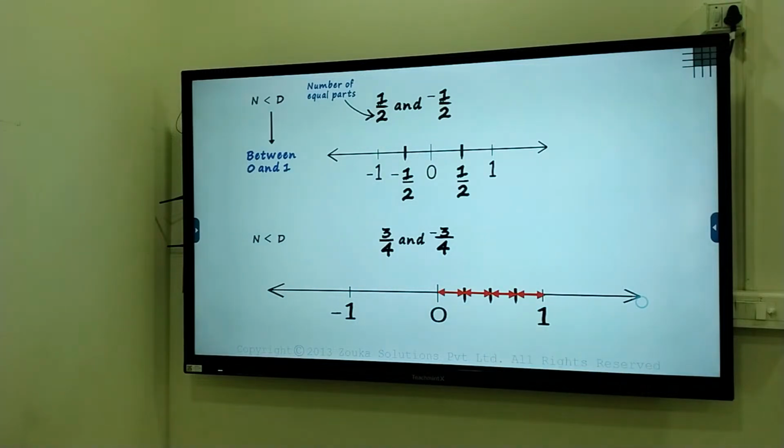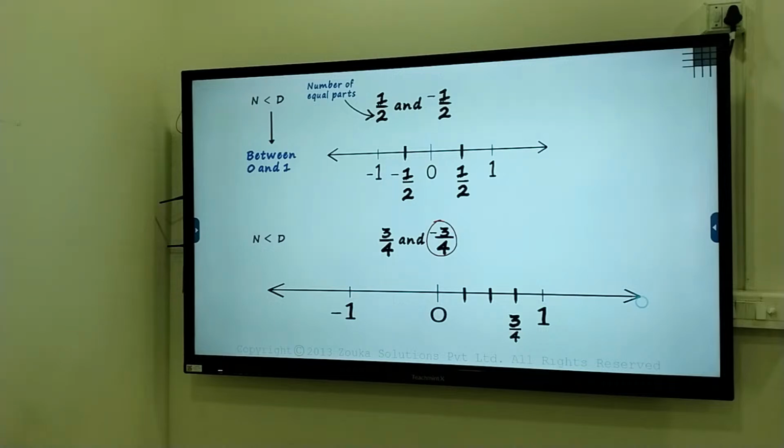Drawing these three lines gives us 4 equal parts. Now we move to the numerator. The numerator tells us the number of parts from the number 0. Since the numerator is 3, we move 3 equal parts from 0. 1, 2, and 3. So we mark 3 by 4 here.